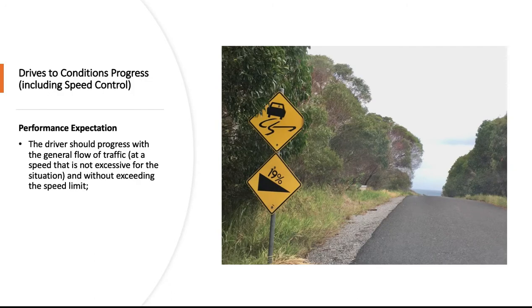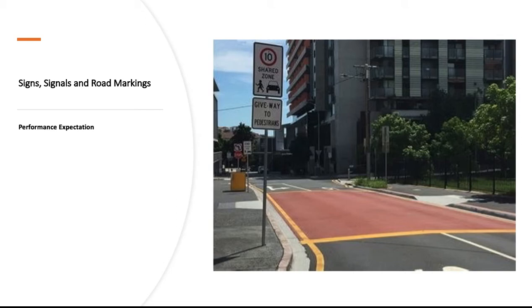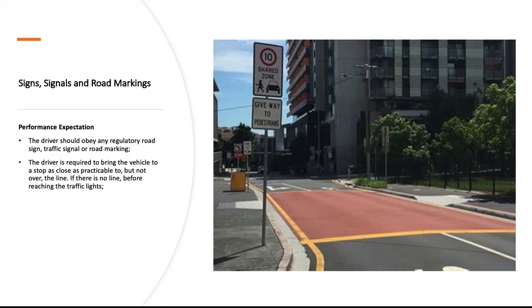Drive to conditions. The driver should progress with the general flow of traffic at a speed that is not excessive for the situation and without exceeding the speed limit. Acceleration should be smooth, progressive, and appropriate for the traffic conditions. Signs, signals, and road markings. The driver should obey any regulatory road sign, traffic signal, or road marking. The driver is required to bring the vehicle to a stop as close as practicable to but not over the line, if there is no line before reaching the traffic lights.